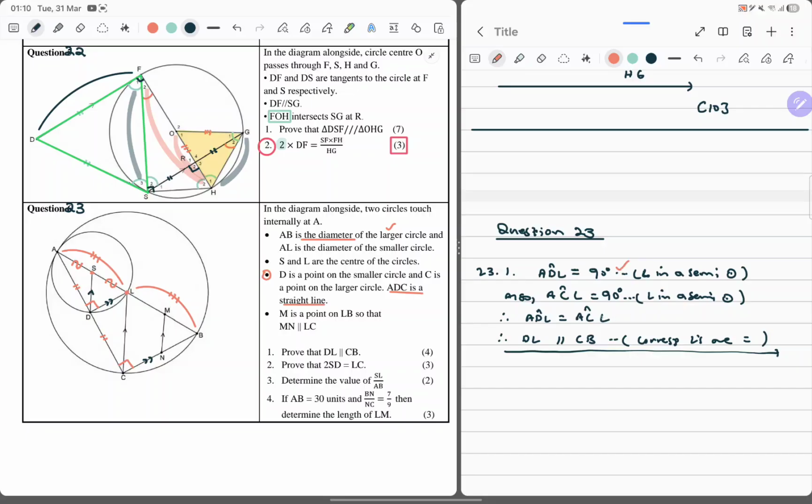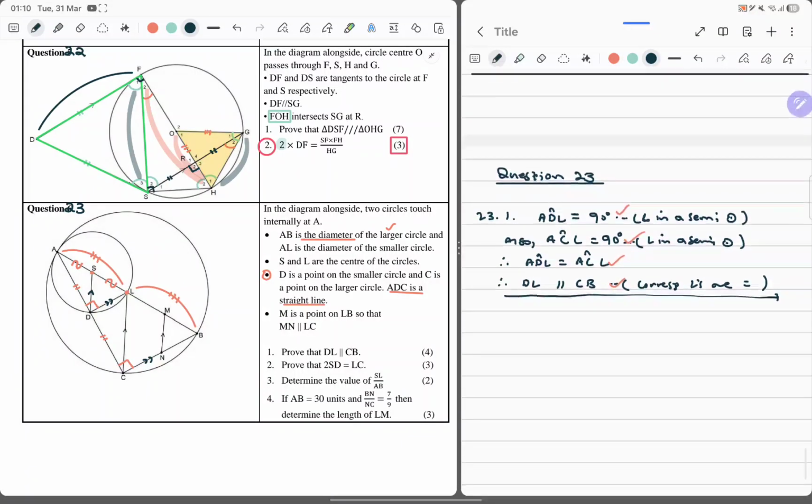So this one is 1 mark, 1 mark, 1 mark, 1 mark. This should be just 3 marks. But yeah, we take and go. You see this.